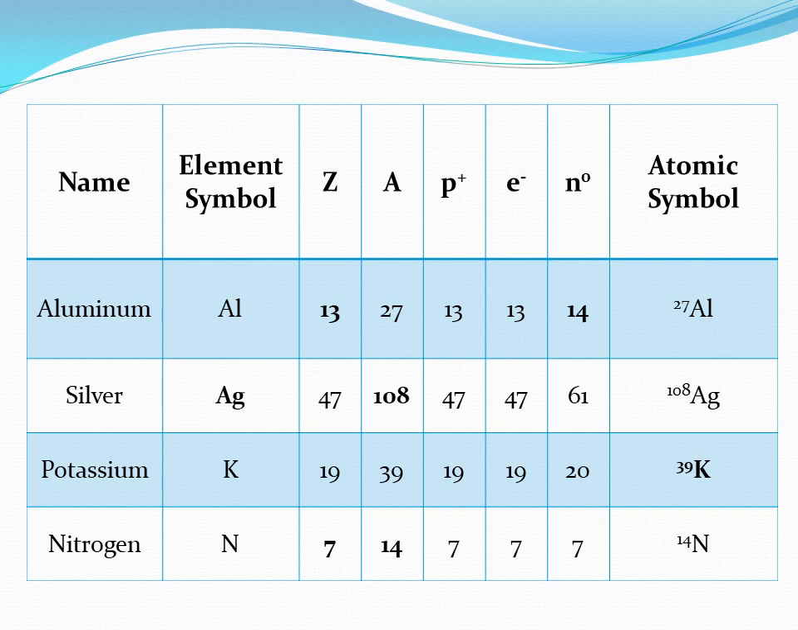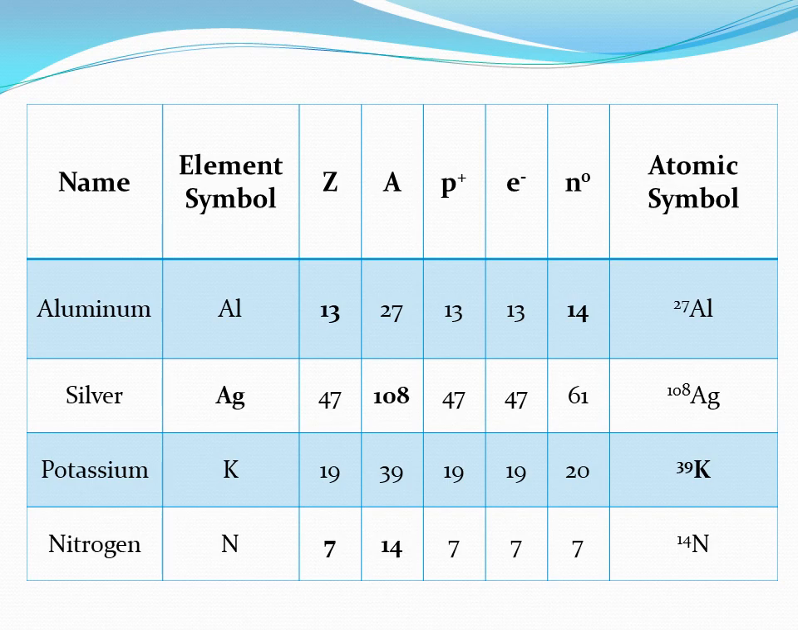To complete this table, let's start with aluminum. For the aluminum example, we were given Z, which is the atomic number of 13, and we were given N as 14, that's the number of neutrons. Because we're given Z, the atomic number, we can quickly go to the periodic table and find that the atomic number 13 corresponds to the element aluminum. So we can fill out the name and the element symbol. We can start the atomic symbol.